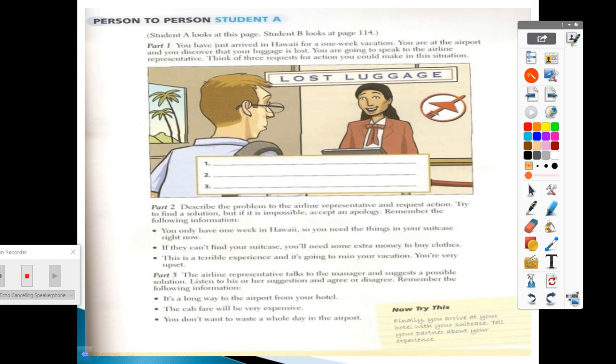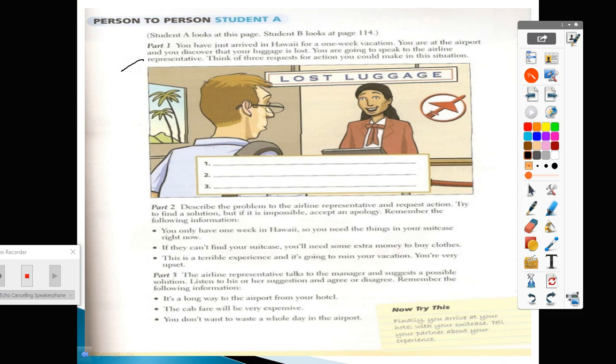You are going to speak to the airline representative, the person in charge at the airline. For example, you are flying on Turkish Airlines. Someone who is wearing a badge around his neck shows that he is from Turkish Airlines. You go straight to him and ask him for information. Think of 3 requests for action you could make in this situation. Now we have three situations. You go to the airline representative and you say, I'm sorry, excuse me, but I have lost. We can write here, excuse me, or something.